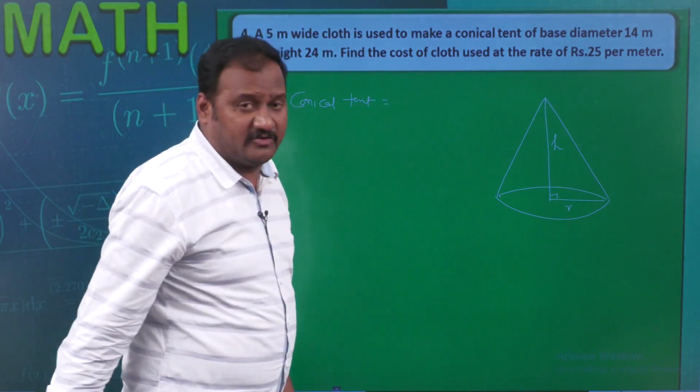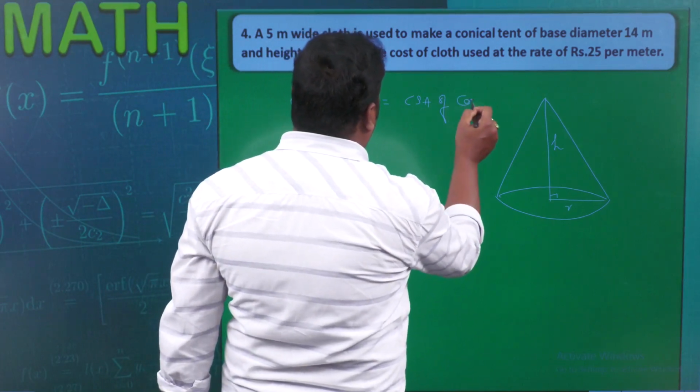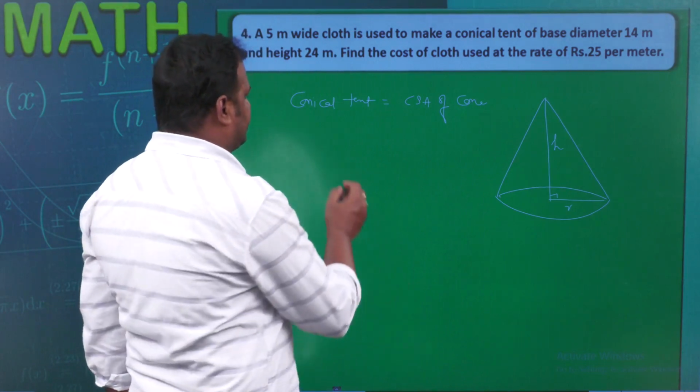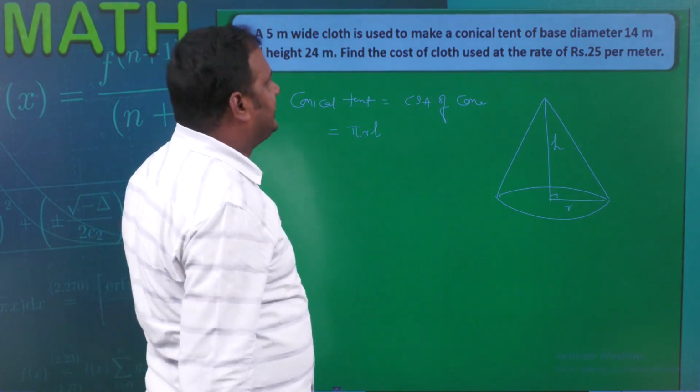What is required to make a conical tent? That is the curved surface area of the cone. Cloth required for a conical tent is the curved surface area of the cone. Curved surface area of a cone is equal to pi r L. So what is the information given here?